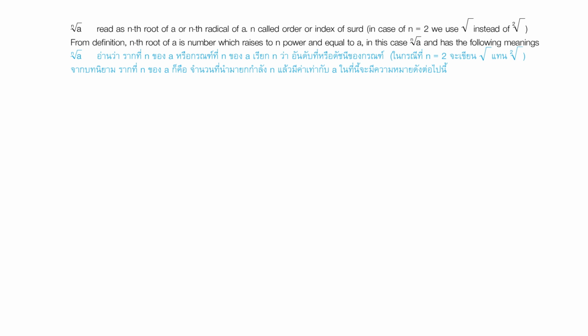Page 132. The n-th root of a, read as the n-th root of a or the n-th radical of a, where n is called the order or index of the surd. In the case of n equals 2, we use the square root instead of the second root. From the definition, the n-th root of a is a number which raised to the n power equals a. In this case, the n-th root of a has the following meanings.